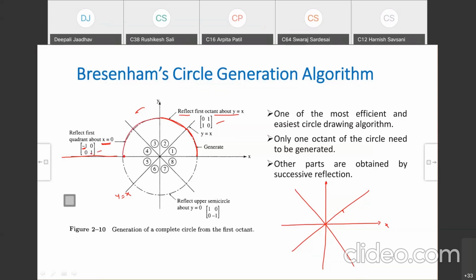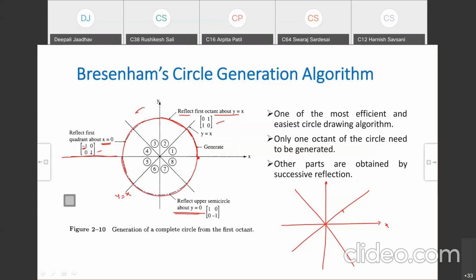What happens here? A semicircle is generated. Now this semicircle is reflected from here to here, which means about y equal to 0. We reflect the upper semicircle in this way, and in this way the entire circle is generated.